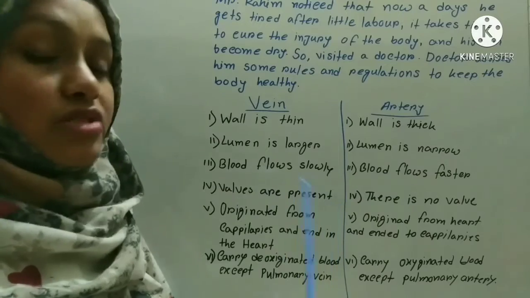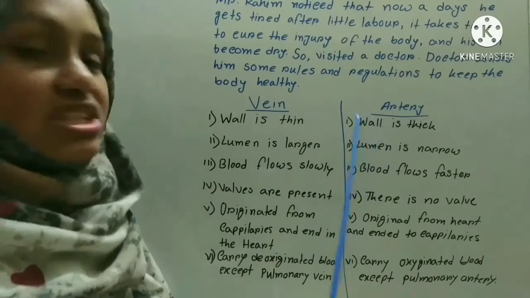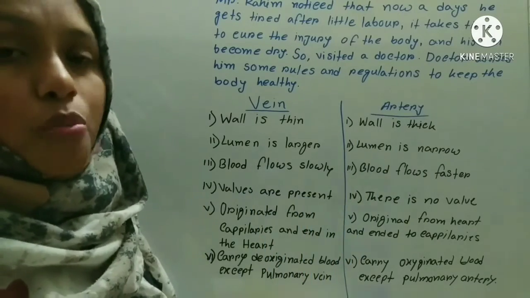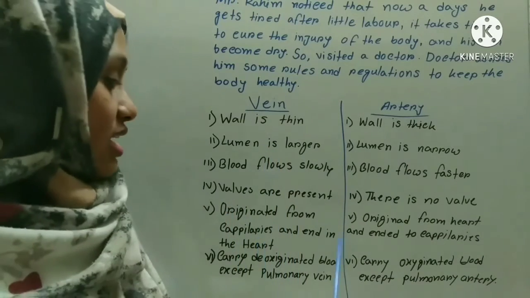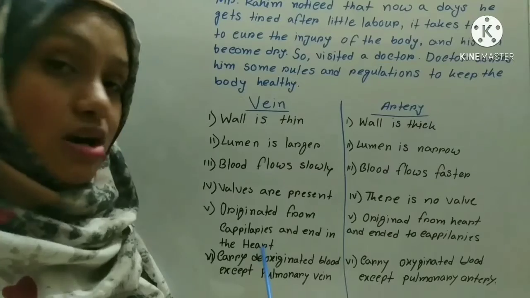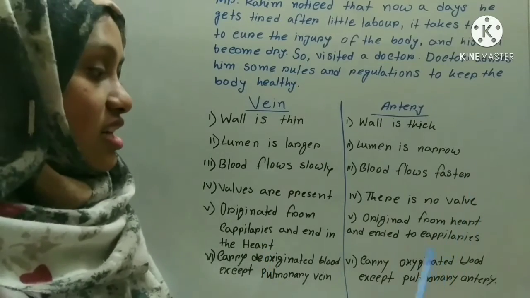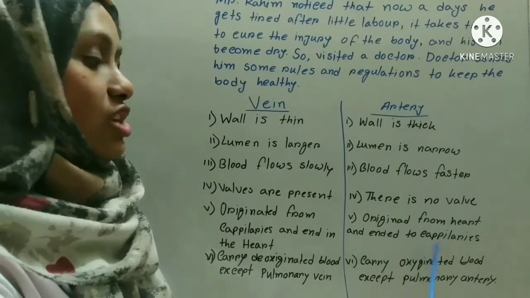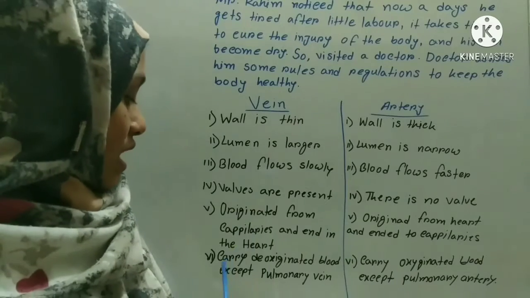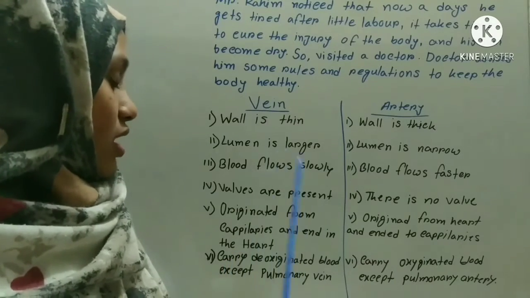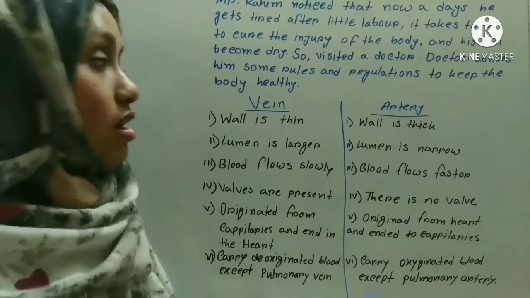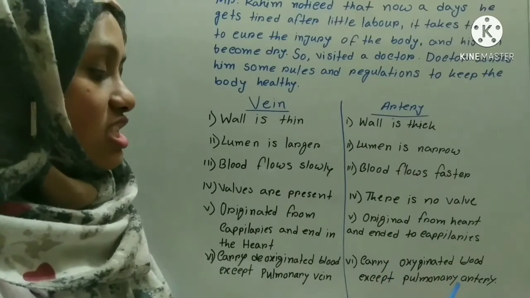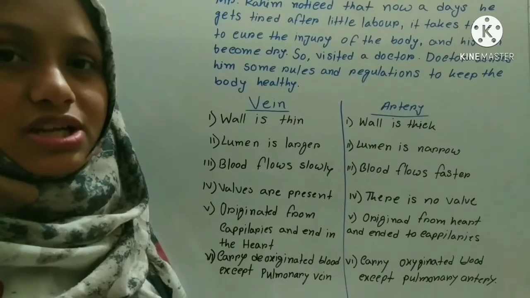In vein, valves are present, but in artery, there are no valves. So opposite. Vein originates from capillaries and goes into the heart. And opposite, artery originates from the heart and goes into the capillaries. Vein carries deoxygenated blood except the pulmonary vein. And artery carries oxygenated blood except the pulmonary artery.